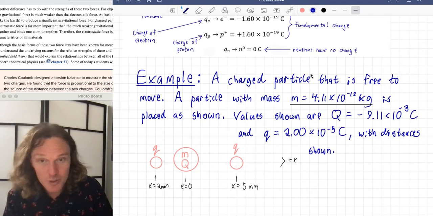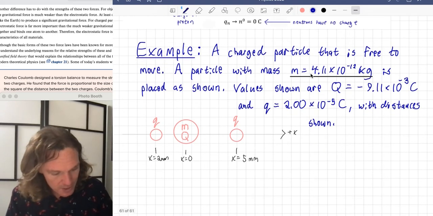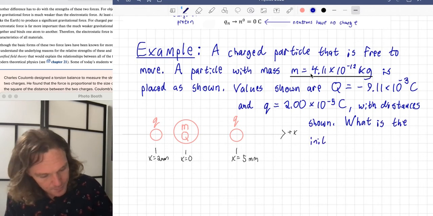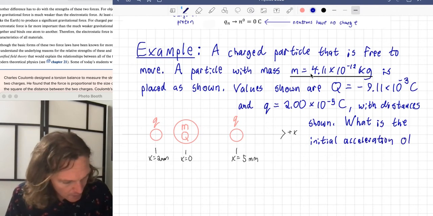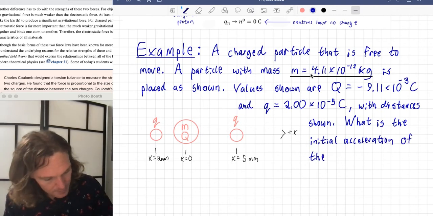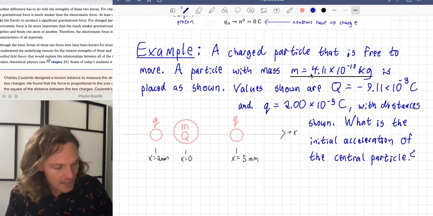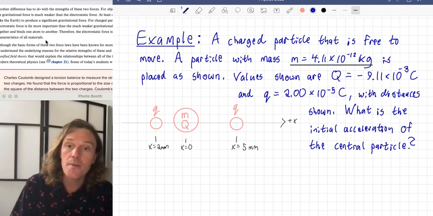All right, so as I said, I'm just going to ask one question, but it will require you to find the F net, the net force, first. So my single question is, what is the initial acceleration of the central particle? Which in hindsight, I could have given a name like particle 1 or something, but that's the question. That's all I'm asking for.